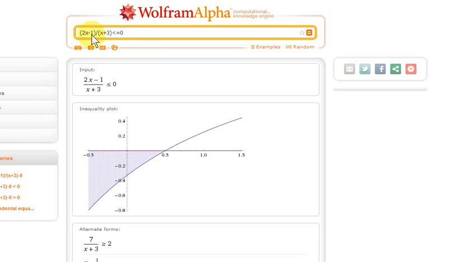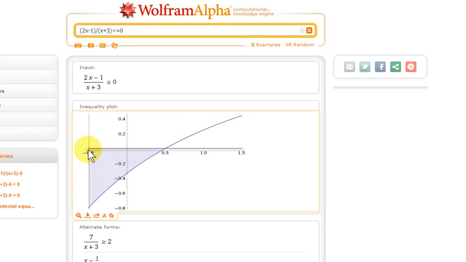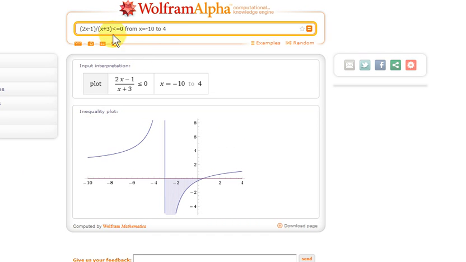You can check your inequality by typing it in here. You will get a plot of the function 2x minus 1 over x plus 3. We want to see where this function is negative, where it's less than 0. So we can see, well, for this range, we have values of x less than 0.5. But we know that x has to be greater than minus 3, so only part of the graph is shown here. To get a better picture of this function, I've changed the range from x equals minus 10 to 4. Now, this type of function is called a rational function. I will be covering this in other videos, how to graph them.